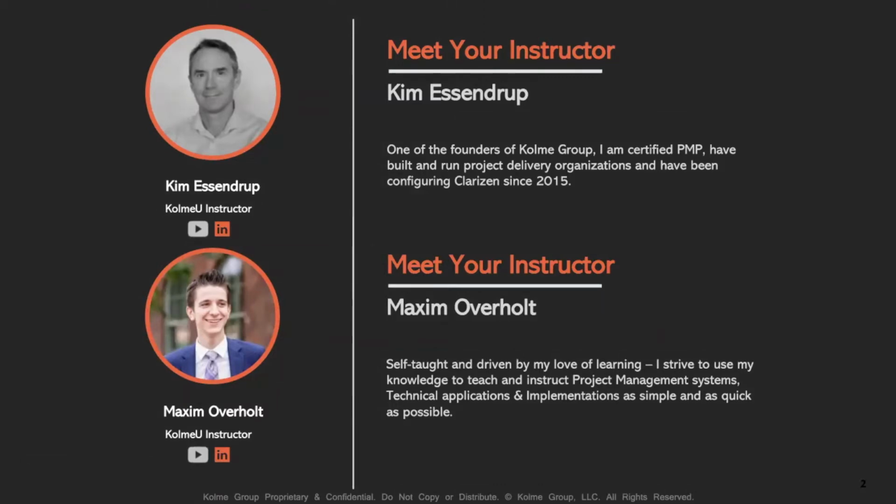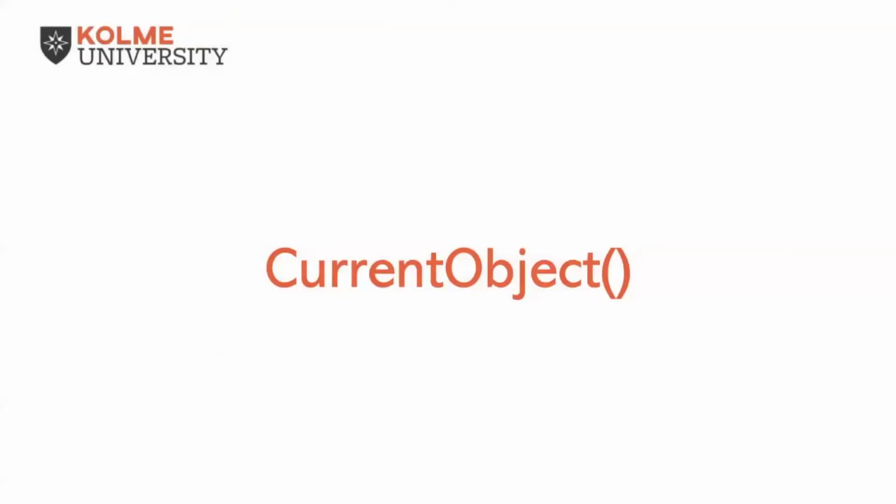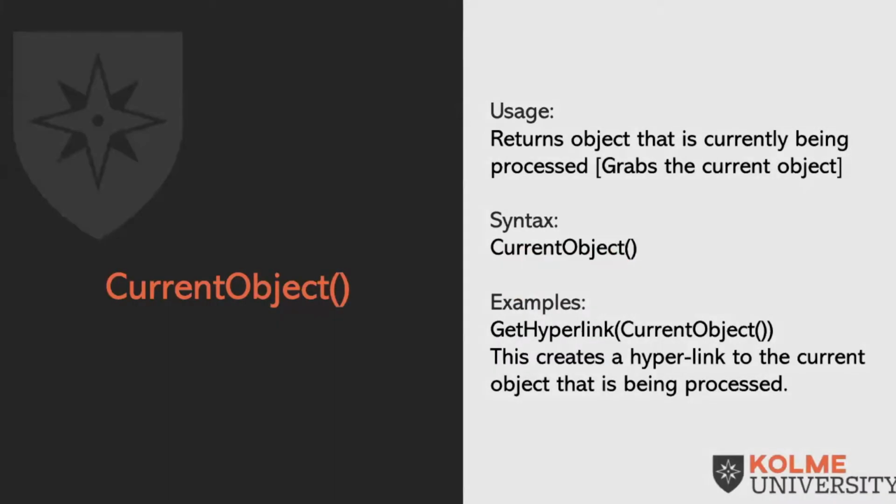Today, we're going to discuss the function CurrentObject. All right, this is a good one. This function's technical definition is the following: returns object that is currently being processed. We will go over what this means shortly. The syntax is very simple. It's formatted as CurrentObject, open parenthesis, close parenthesis.